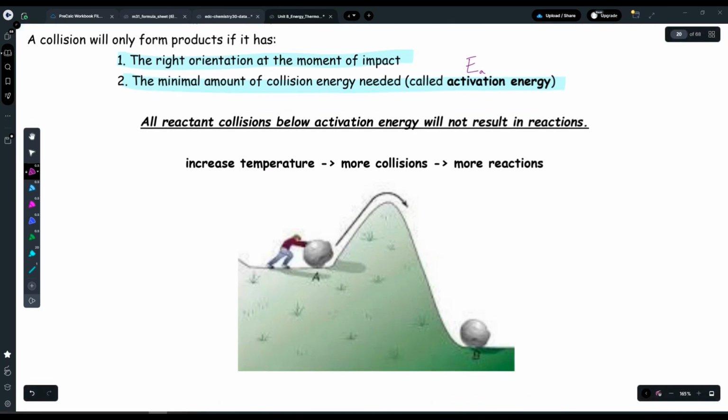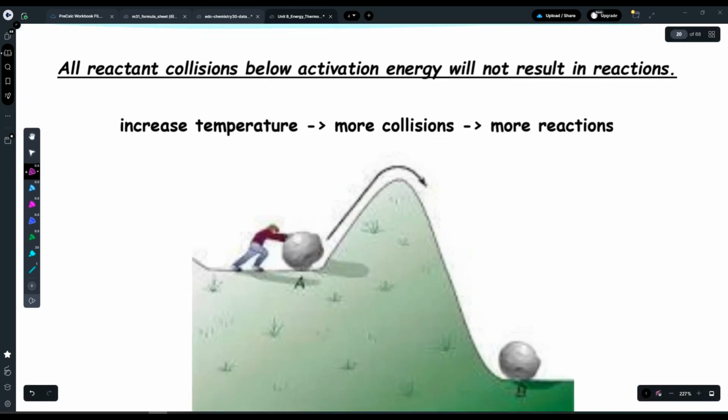Okay, so looking at this diagram here, with this man rolling this boulder up the hill, in order for the spontaneous process of the boulder rolling down the hill to happen, he needs to put in enough energy to get the boulder to the top of the hill, and then he'll be able to let it go and it'll roll down on its own. That's effectively what activation energy is.